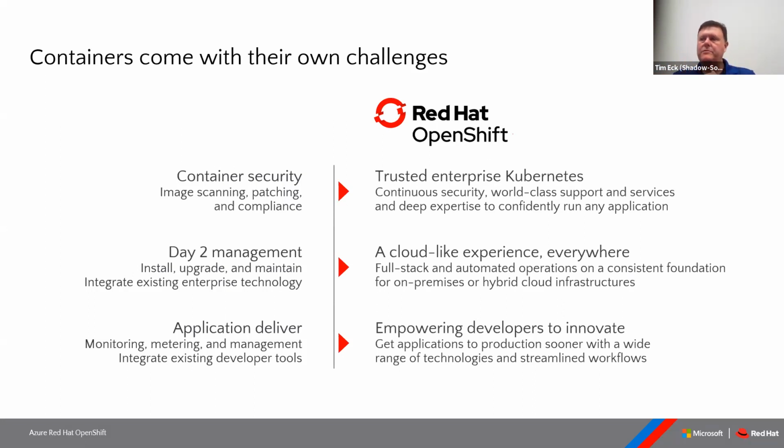So with Red Hat OpenShift, you get trusted enterprise Kubernetes, right? You get some of the best security, world-class support for handling those container security questions, right? You get a cloud-like experience everywhere. One of the advantages to OpenShift, and we'll talk a little bit more about the OpenShift ARO platform, is you get that same experience regardless of where you are.